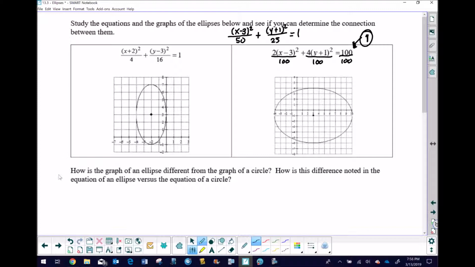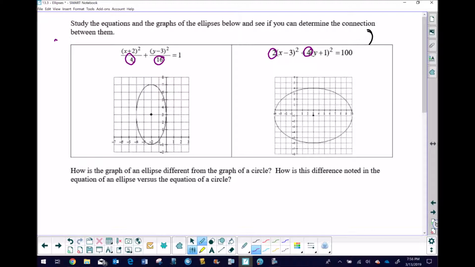Now you are asked here, how is the graph of an ellipse different from the graph of a circle? If this is information that you'd like to put in your notes, you're welcome to pause the video and paraphrase what I say, but it basically boils down to the fact that the values that you see in the denominators are going to be different. In turn, that also applies to this form. Values that you would see in front of the variables are different. Had those values been the same, you would be looking at a circle.